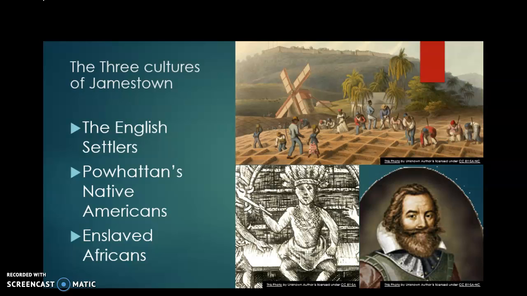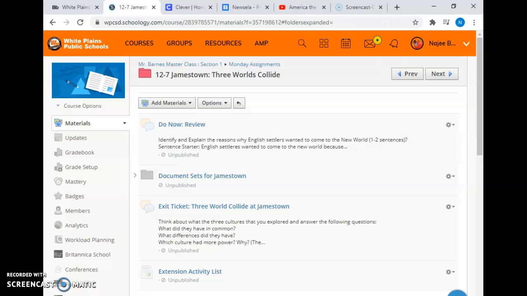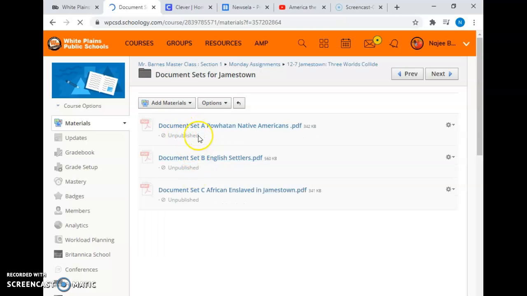So the three cultures of Jamestown were the English settlers, Powhatan's Native Americans, and enslaved Africans. So this is what we're going to be working on today. First, you're going to work on your do now. Next, you're going to look at these document sets.